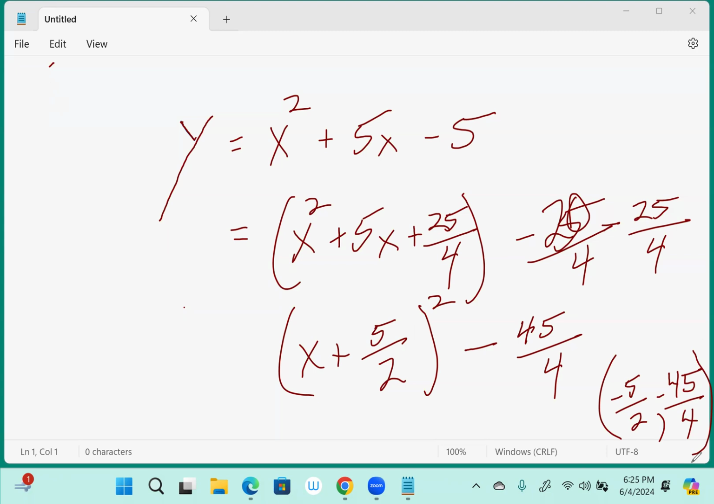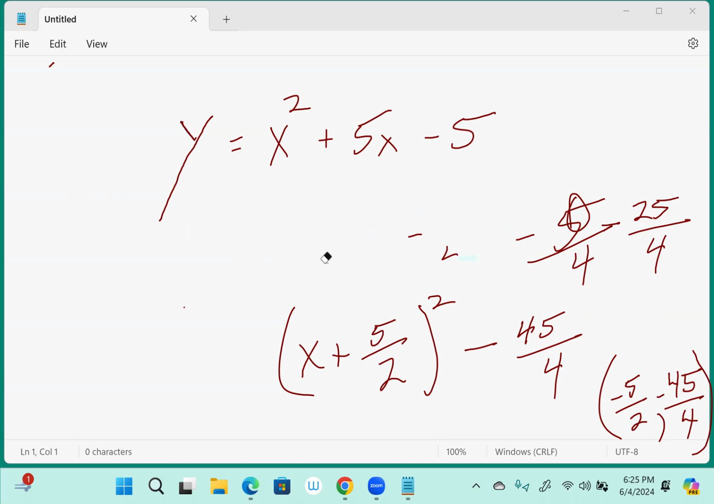So another reason to use improper fractions as opposed to proper fractions. All right, so that was harder because when we took half of this coefficient, we had a fraction, and then we had to square a fraction and subtract a fraction. So it was one degree harder.